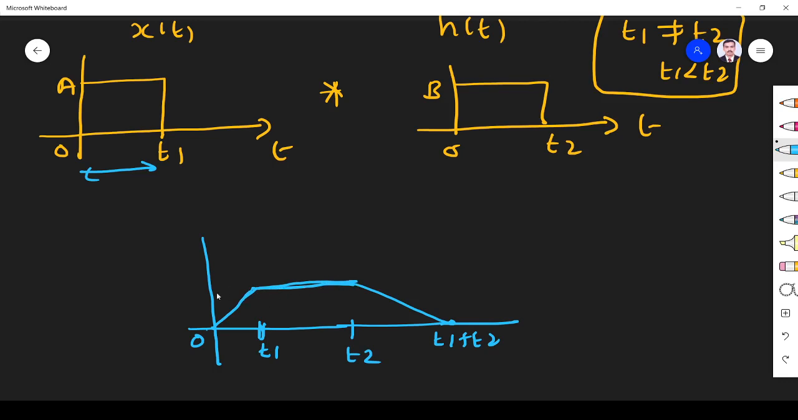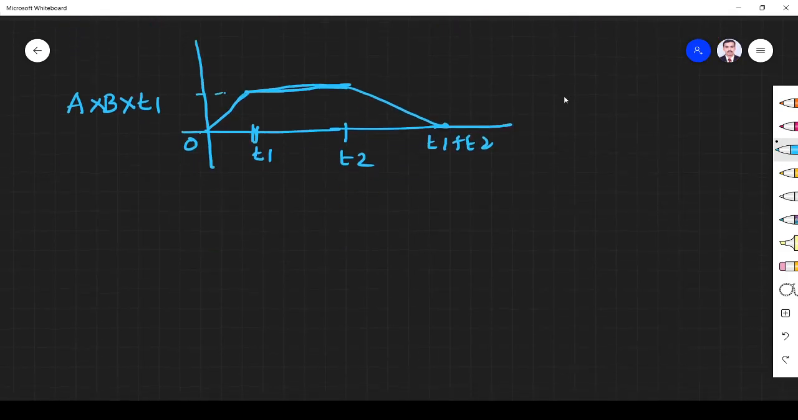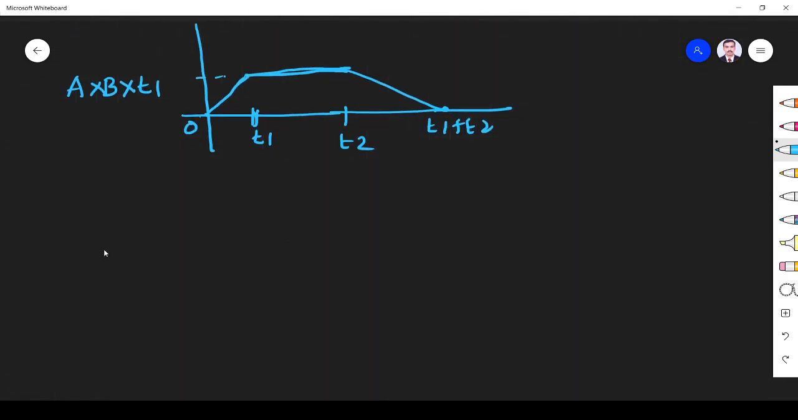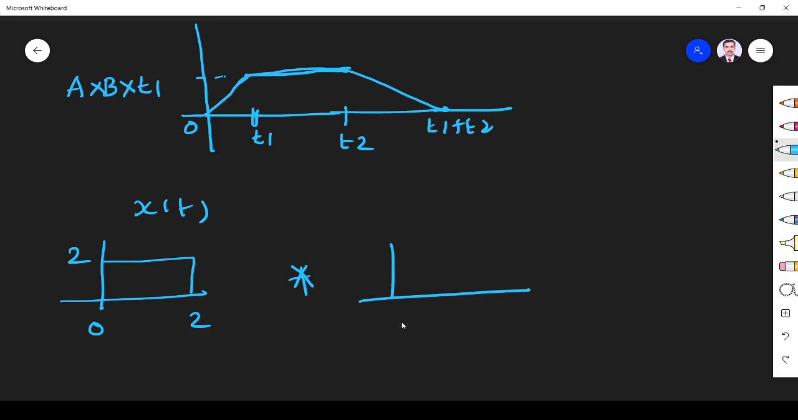So what is the peak value? This is given by the amplitude of x multiplied by the amplitude of h multiplied by the lesser time period t1. So A B t1, right? So when the length is different, we will get a trapezoid, not a triangle. When the length is the same, we will get a triangle. For example, let us assume this is 0 to 2, with amplitude 2. This is our x of t, convolved with h of t that varies from 0 to 3, with amplitude 4.